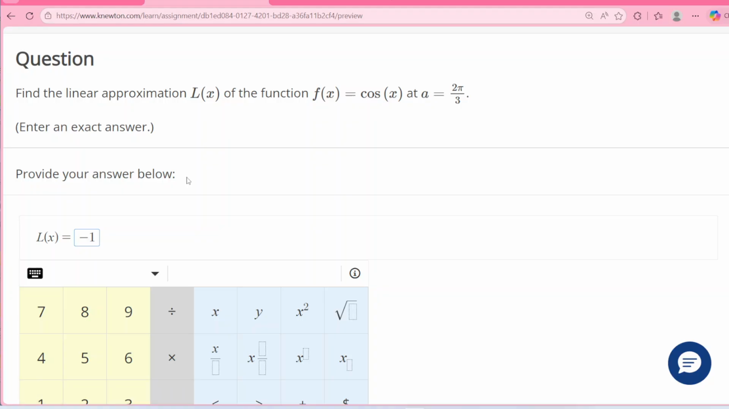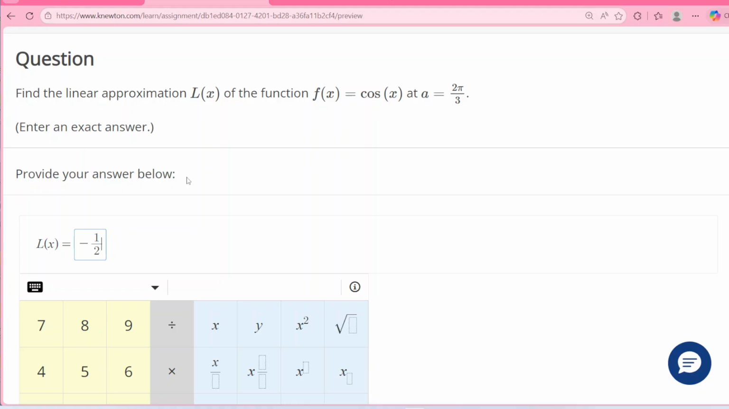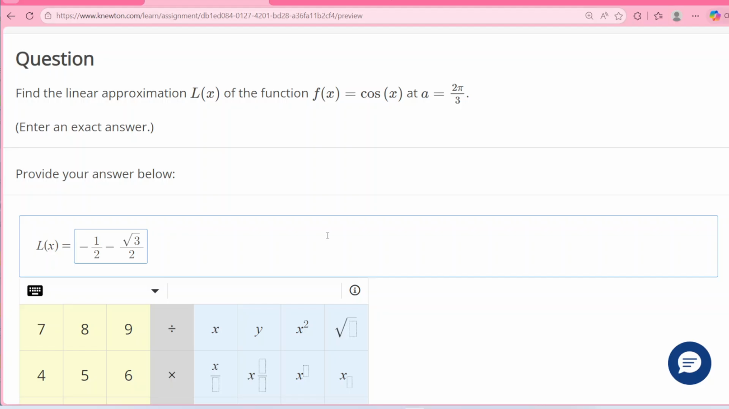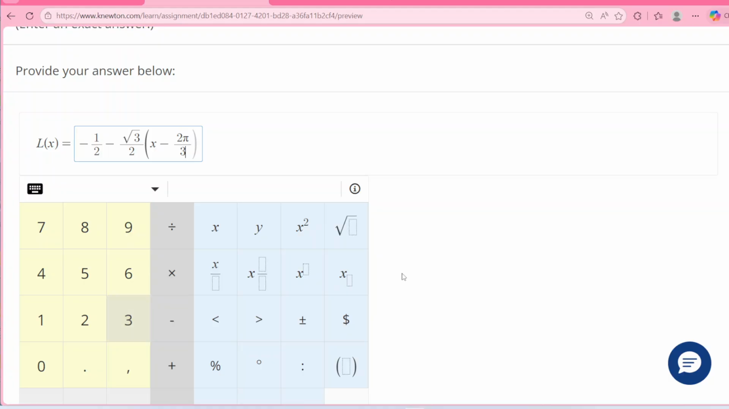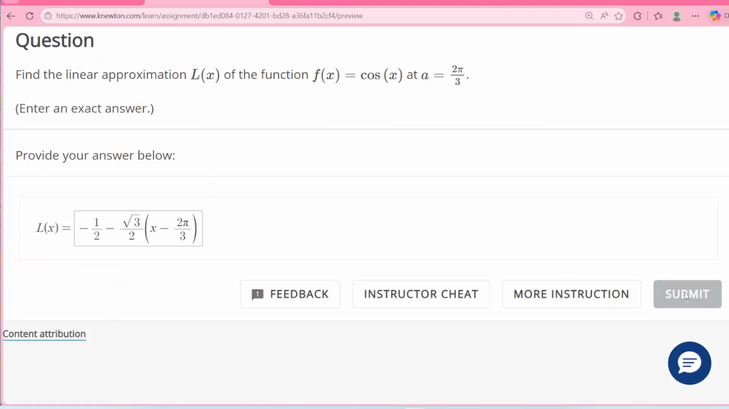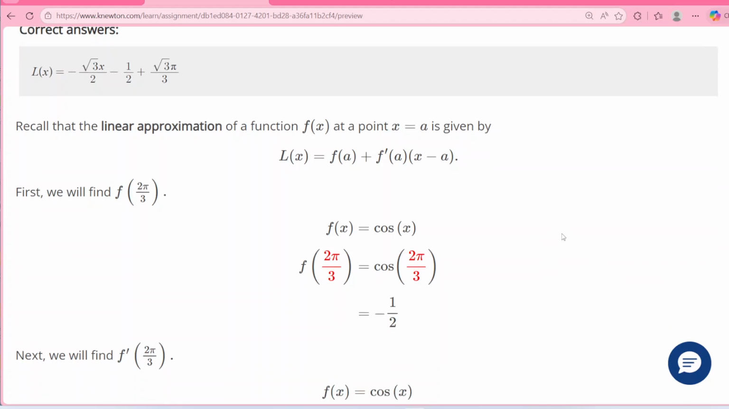So again, the value of the function at 2 pi over 3, negative half. The value of the derivative at 2 pi over 3 is negative square root of 3. I actually have to, it's not like Desmos, use the keyboard there for square root. So square root of 3 divided by 2. And that times the quantity x minus 2 pi over 3, and pi is also in the keyboard there. All in the parentheses there. This should be enough for the tangent line. Great.